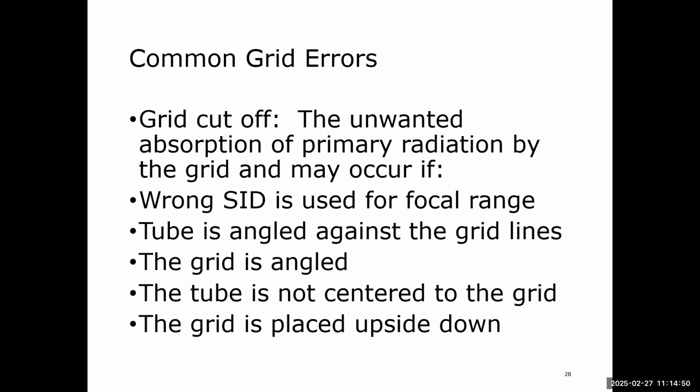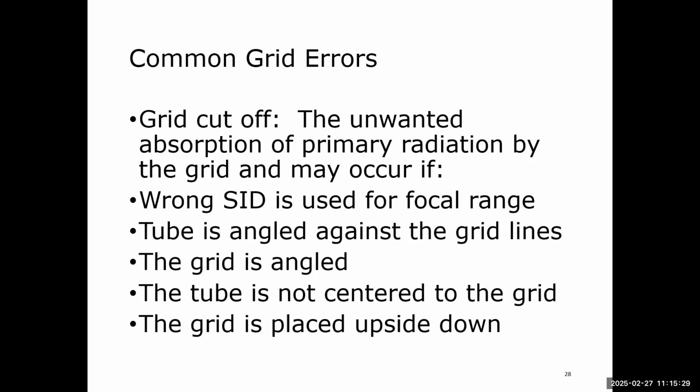And then again, when you're laterally decentered or you're using the wrong SID, what's happening to how the tube is directed at the grid with the divergence of the beam? What's happening? If you're not centering right to the center of the grid, or you're using the wrong SID, is it matching up? No. So it prevents the natural divergence of the beam from matching up with the way that the grid lines are focused in there.